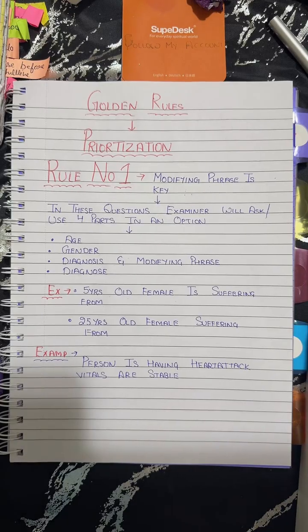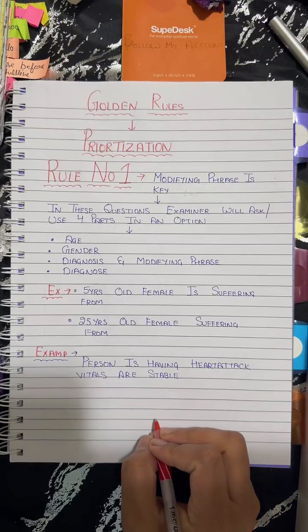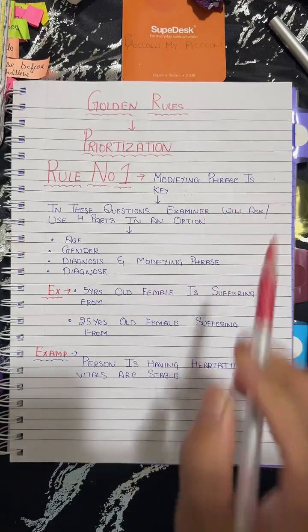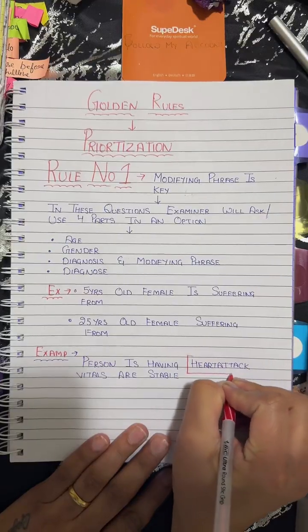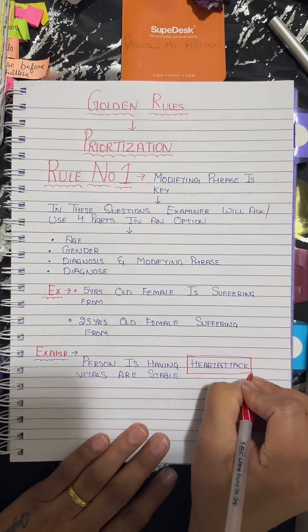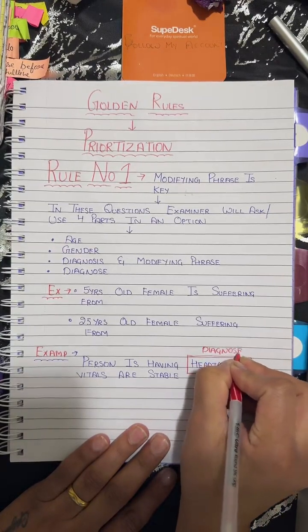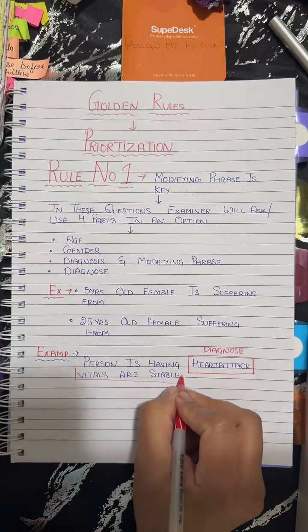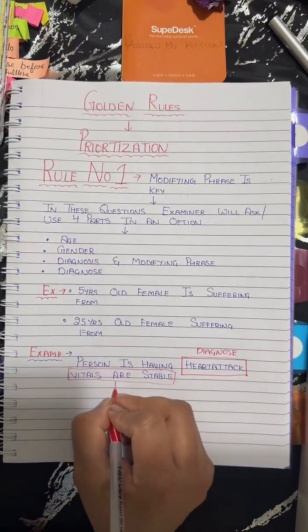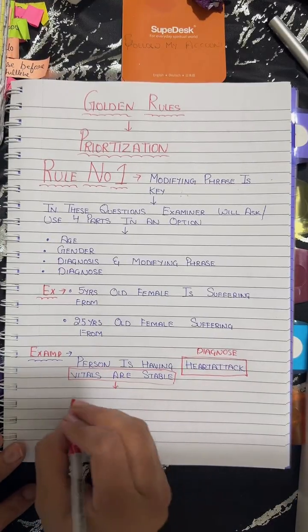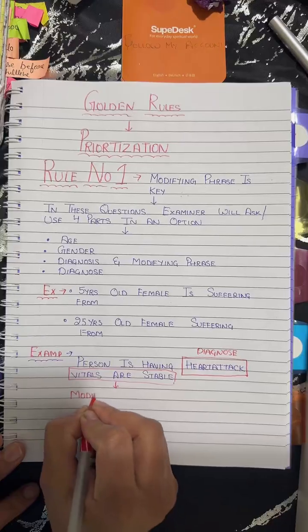Diagnose is heart attack. Okay. What is the modifying phrase then? Okay, so the most important is the modifying phrase. So yes, heart attack is the diagnosis. Vitals are stable is the modifying phrase. Vital signs stable, modifying phrase is stable. Yes, this is the modifying phrase.